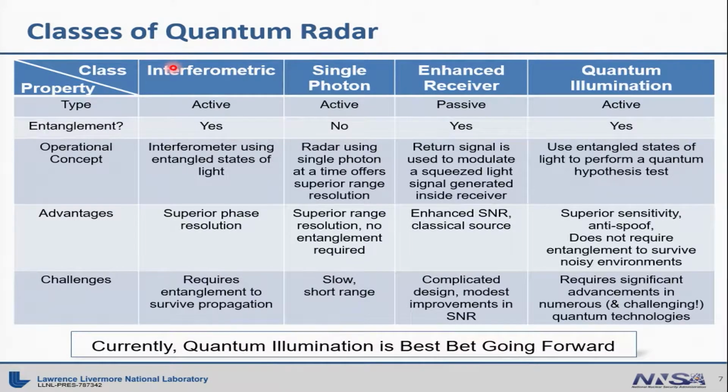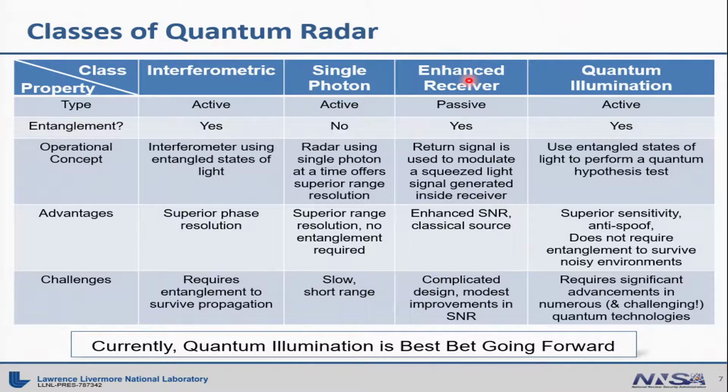There's not a whole lot of activity in the radar community looking at quantum interferometric radars. They're just really hard to even think about how to use. I put a single photon radar here, like a single photon LiDAR. They're not really exploiting entanglement. I put it here just to be consistent, because in principle you can consider a single photon LiDAR as quantum in the sense that it uses a single photon at a time. They have superior range, which is a benefit, and there's no entanglement required, which is also a benefit. But they tend to be slow and short range, and they're not really exploiting entanglement, so I'm not going to really consider those.